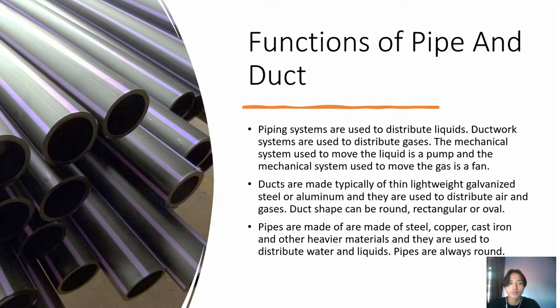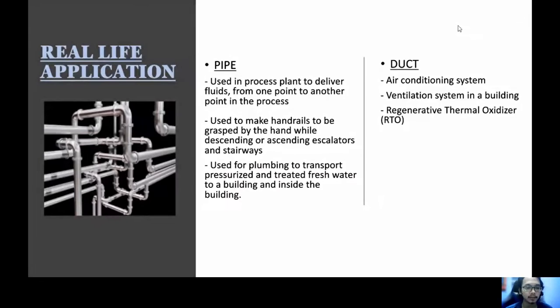Thank you. Hi, my name is Firdaus. I'm going to be talking about the real-life application of pipe. The first one is it is used in process plants to deliver fluids from one point to another point in the process. The second one is it is used to make handrails to be gripped by the hand while descending or ascending escalators and stairways. And the final one is it is used for plumbing to transport pressurized and treated fresh water to a building and inside the building. Thank you.